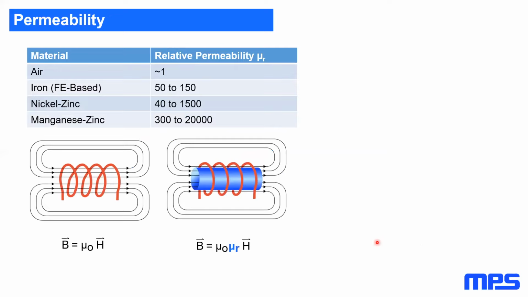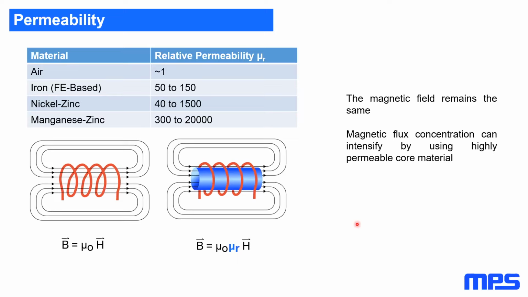So we have several kinds of core materials that are used for inductors. When current is going through the wire, a magnetic field is generated. This magnetic field in both cases is the same. Just the magnetic flux concentration within the core is higher when we have a core material, so a high permeability core material. In the case of air, this is a non-magnetic material, so we will have a permeability of 1.